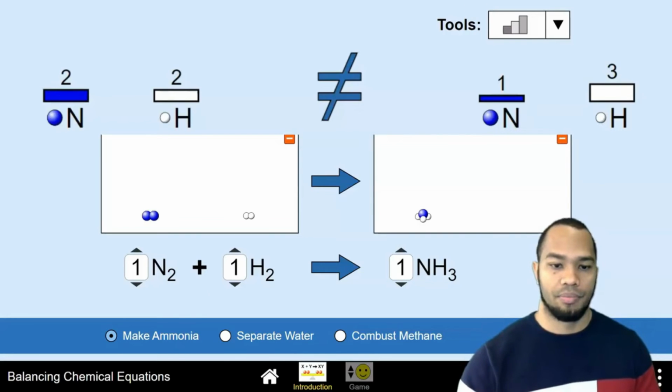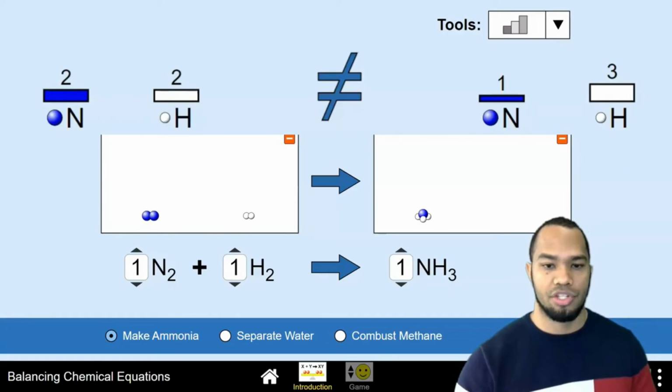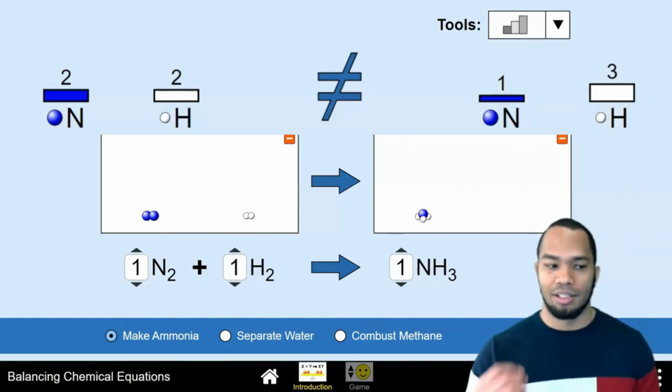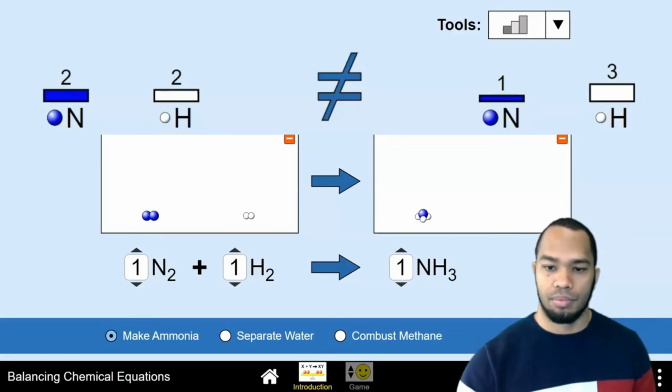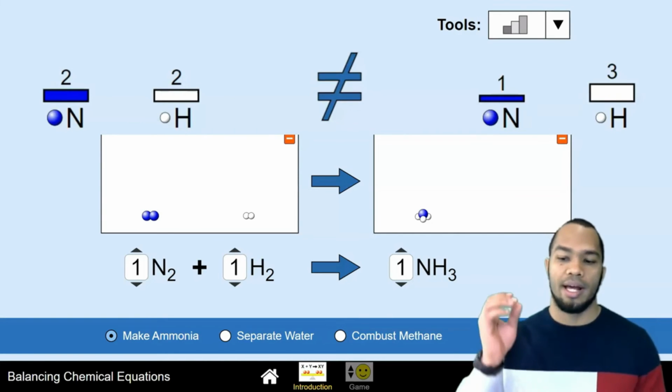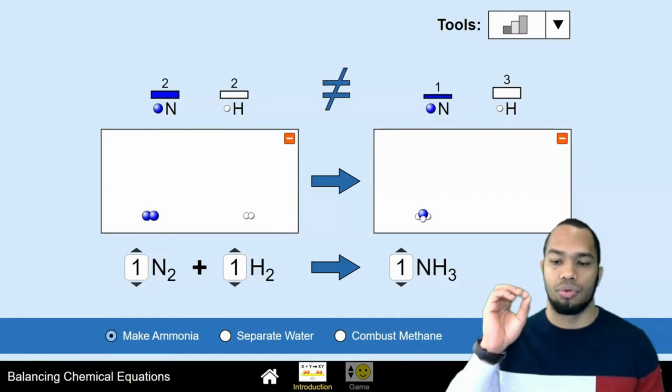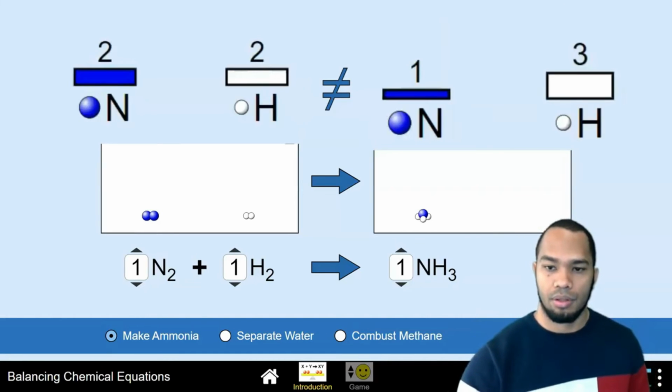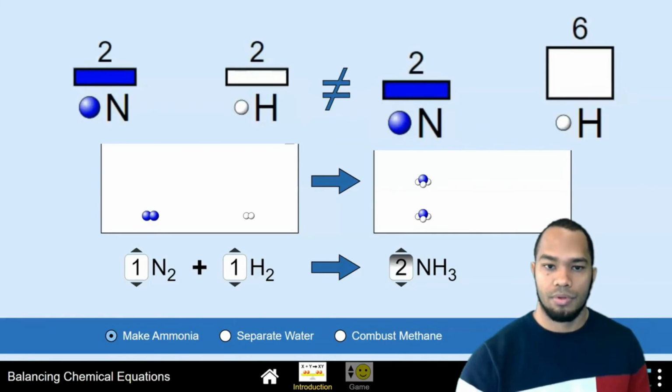So let's take a look. N2 has 2 nitrogen atoms. H2 has 2. So let's take a look at the molecule NH3. We have 4 atoms. So we have 1, 2, 3, 4. So we want to add coefficients to NH3. So let's go ahead and add, let's make this a 2. So now we have 2 nitrogen atoms and we have 6 hydrogen atoms.